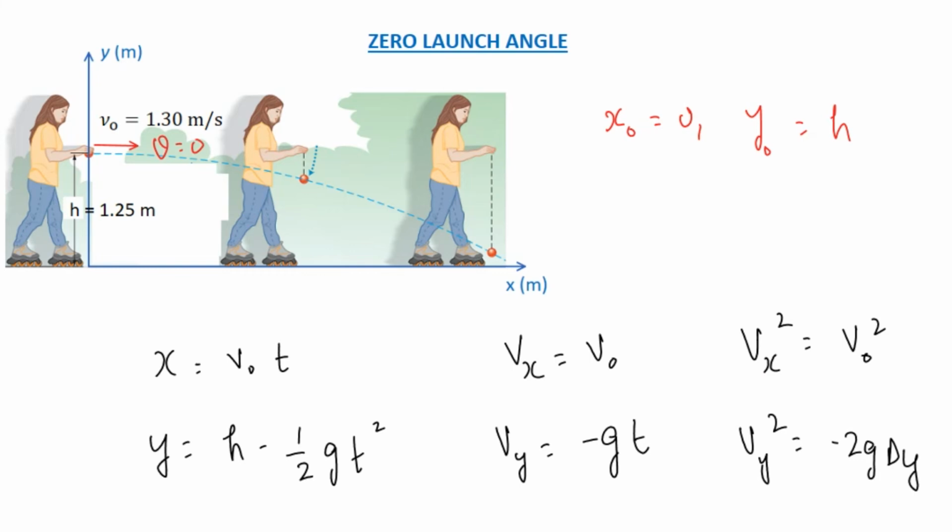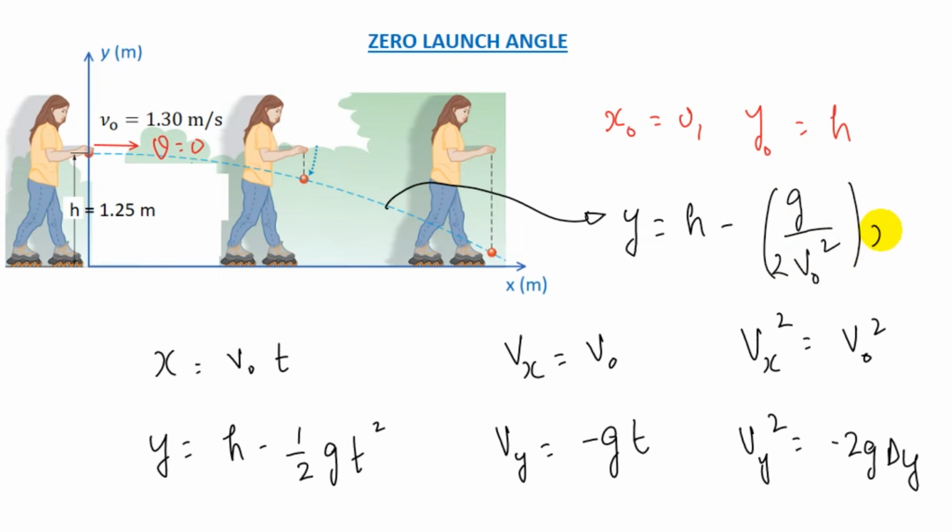And we also saw that this curve is a parabolic path, and we also derived the equation for this path, and the equation was y equals h minus g over 2 v naught squared times x squared. This is the equation for this curve.